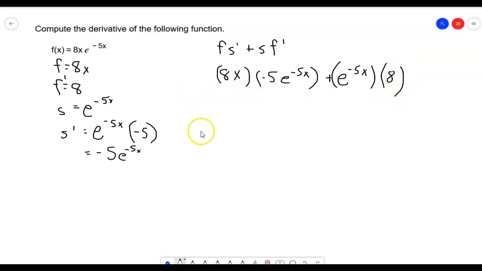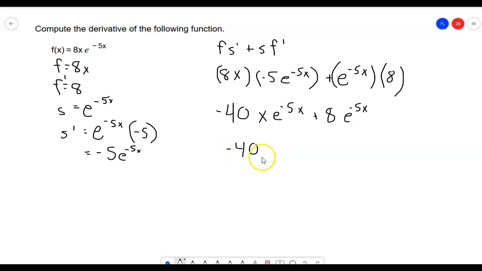So let me clean this up a little bit. I'm going to get negative 40x e to the negative 5x plus 8 e to the negative 5x. Now I know that we usually only leave positive exponents, and that might be how MATLAB would leave it. But for me, if the original problem had negative exponents, I'd probably leave this one like that. If they didn't take it that way, then I would put it like this.